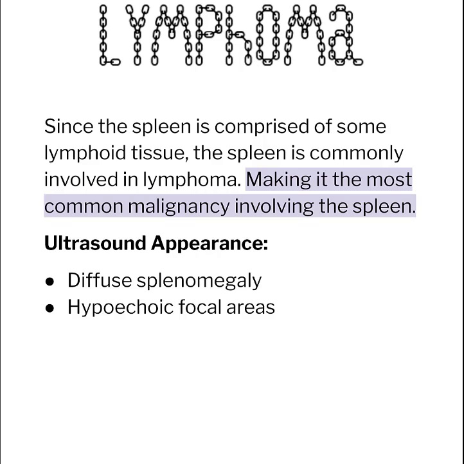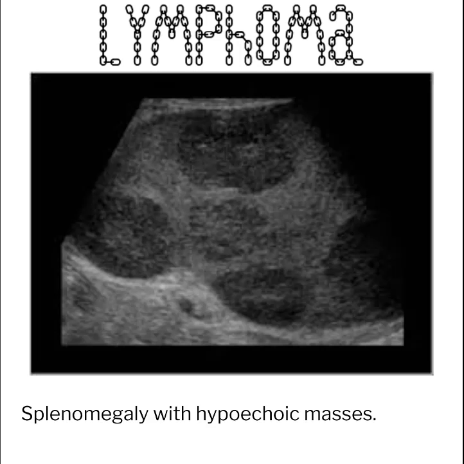On ultrasound, we're going to see diffuse splenomegaly, so the spleen is going to be very large, and there are going to be hypoechoic focal areas scattered throughout the spleen. Here is a very large spleen exhibiting lymphoma via the hypoechoic masses within.